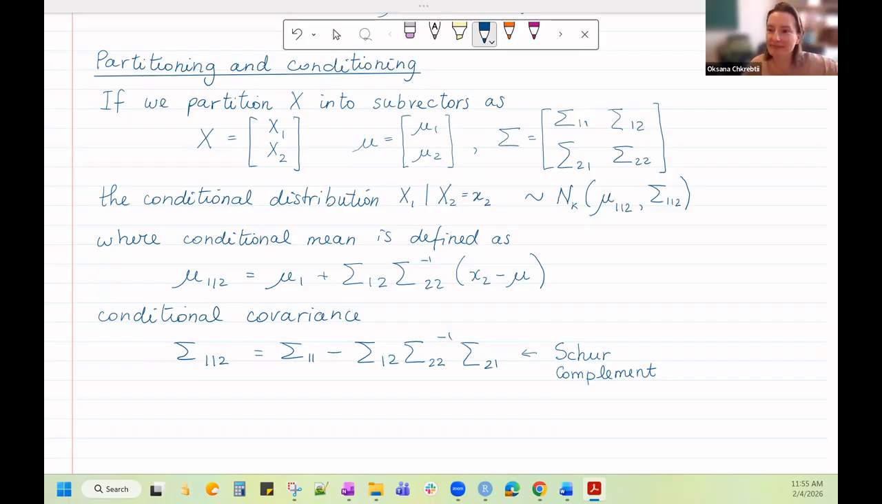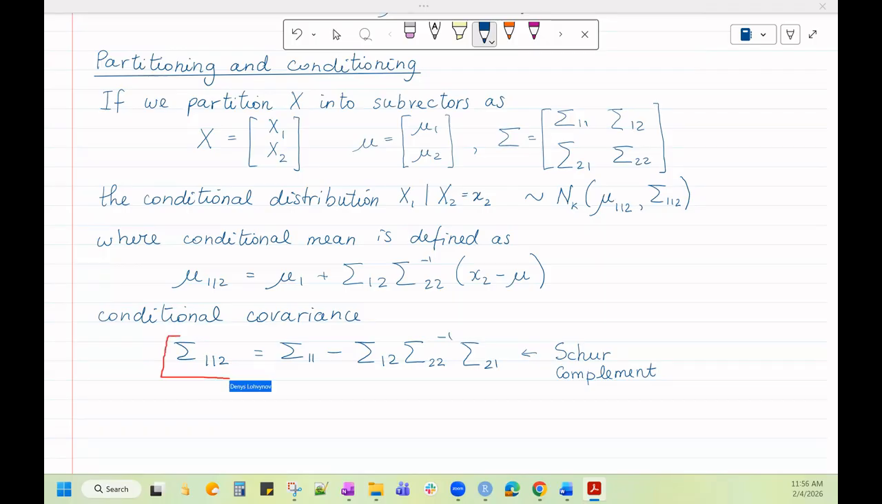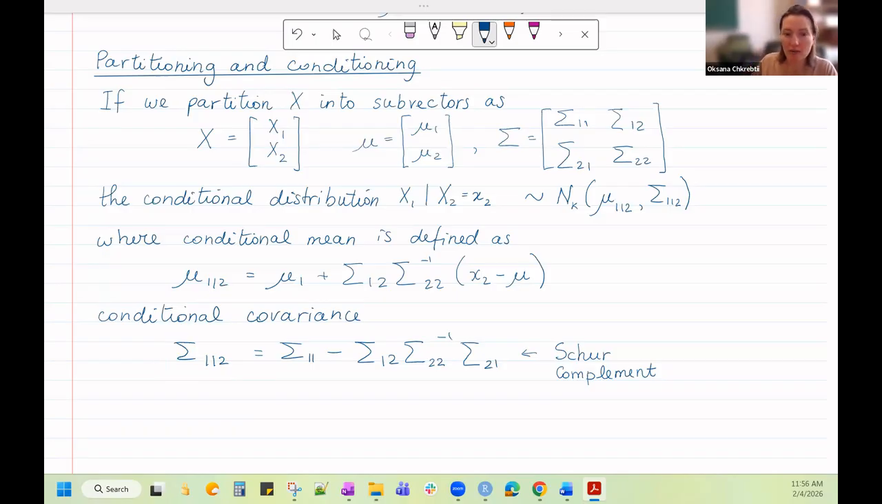Yes. I was just wondering whether the fact that this matrix sigma 1,1.2 is positive definite is obvious, or why is it positive definite? That's a good question. Let me leave that until the end of the class. But essentially, we need the matrix also to be full rank. So we'll talk about that in the homework as well. But let's save that question until the end of the class.